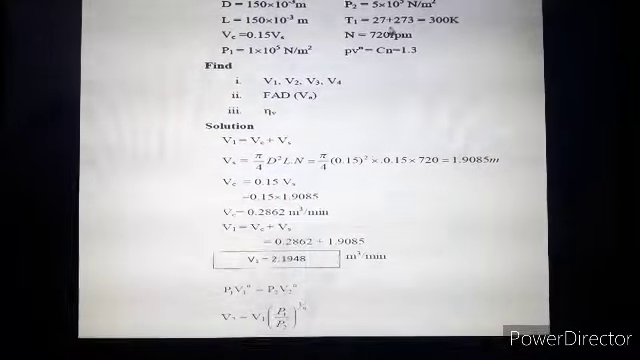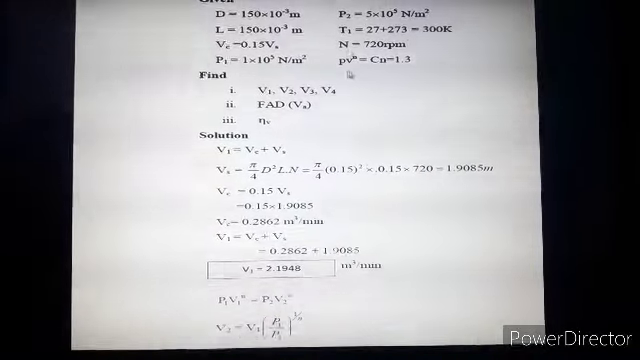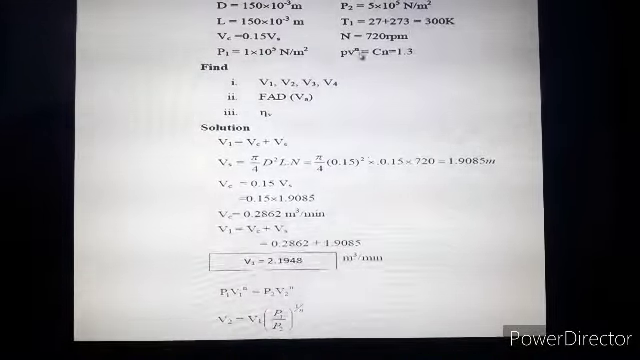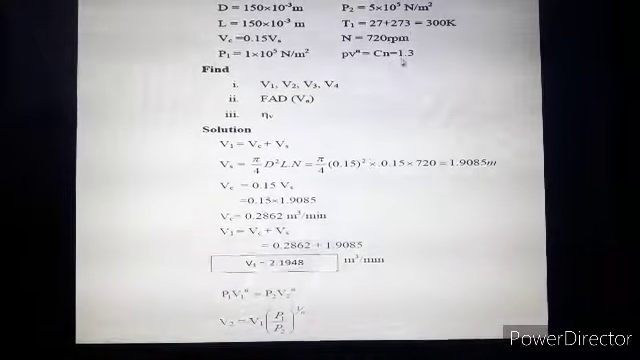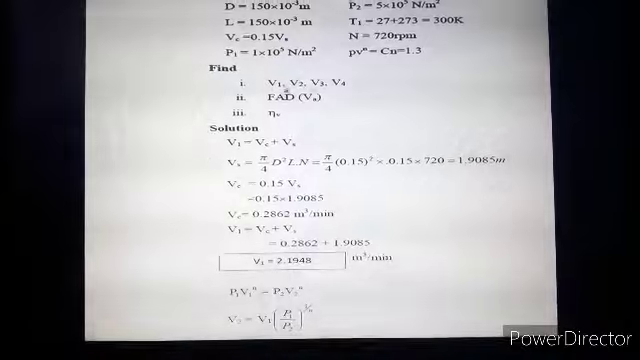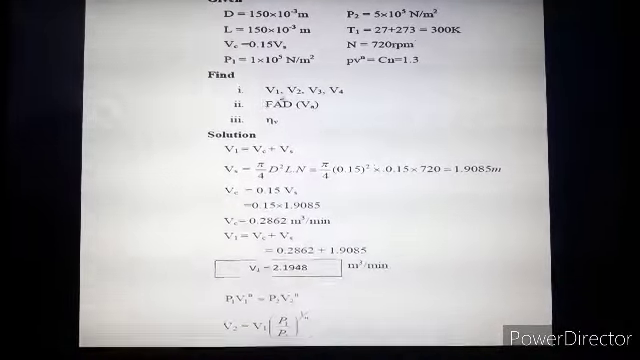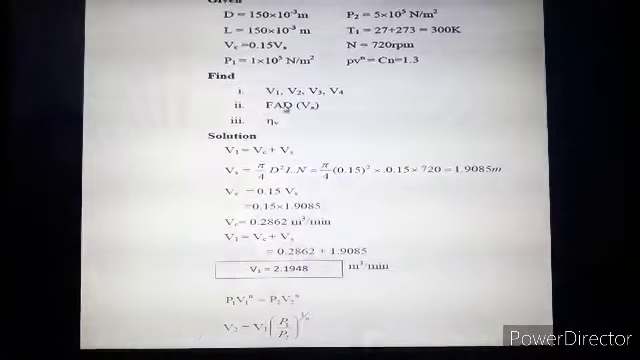Temperature T1 is 27 plus 273, 300 Kelvin. Then speed is 720 rpm, and the law of compression and expansion is PV raised to n is equal to C, so the value of small n is 1.3. Then we have to find first all the volumes, that is volume V1, V2, V3, V4. Then free air delivery and the volumetric efficiency.